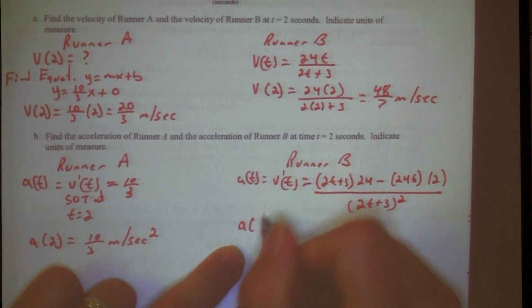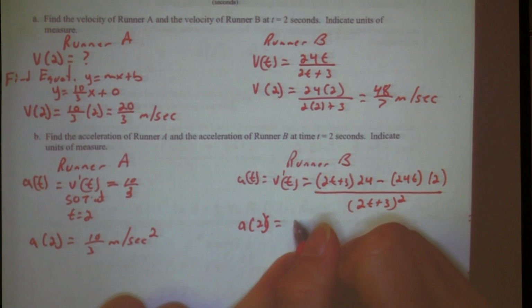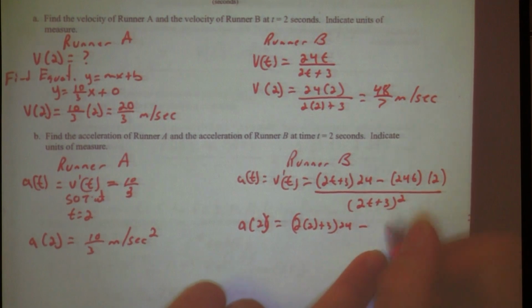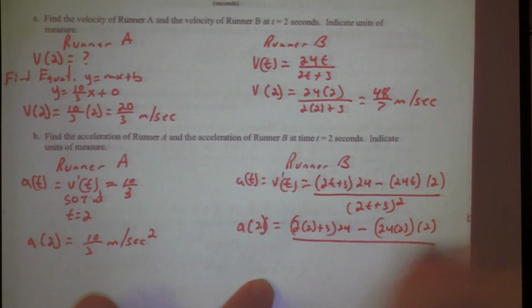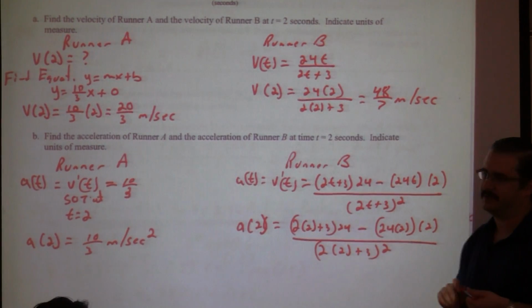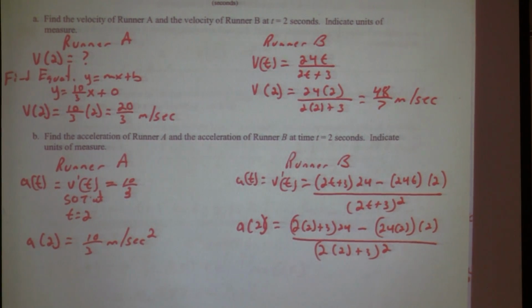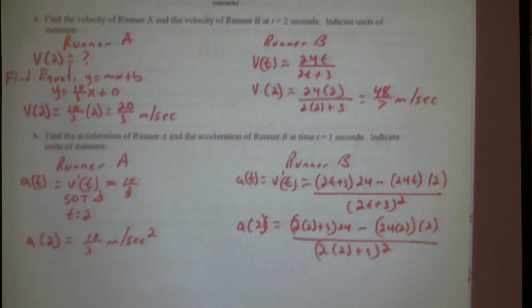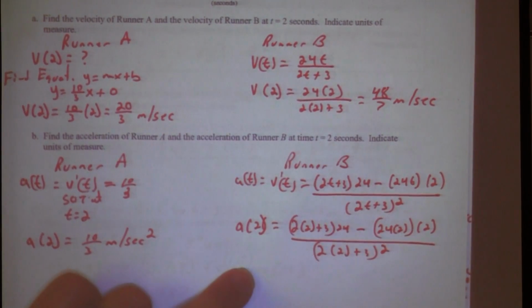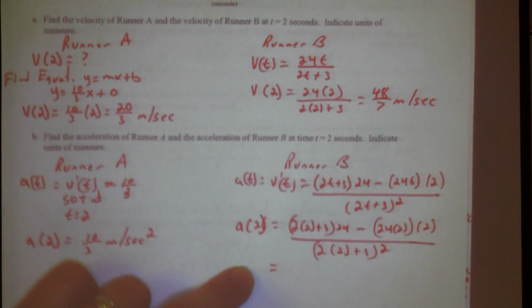Alright, so let's find A of 2 for this guy. So that'll be 2 times 2 plus 3 times 24 minus 24 times 2 times 2 divided by 2 times 2 plus 3 squared. And this was calculator, so I could have technically just used my calculator to evaluate the derivative at 2, right? If I wanted to, but it's not hard, still doable by hand in case my calculator runs out of battery on the AP test or something. Cool? Or like if you had it in degree mode, but it should have been in radians.